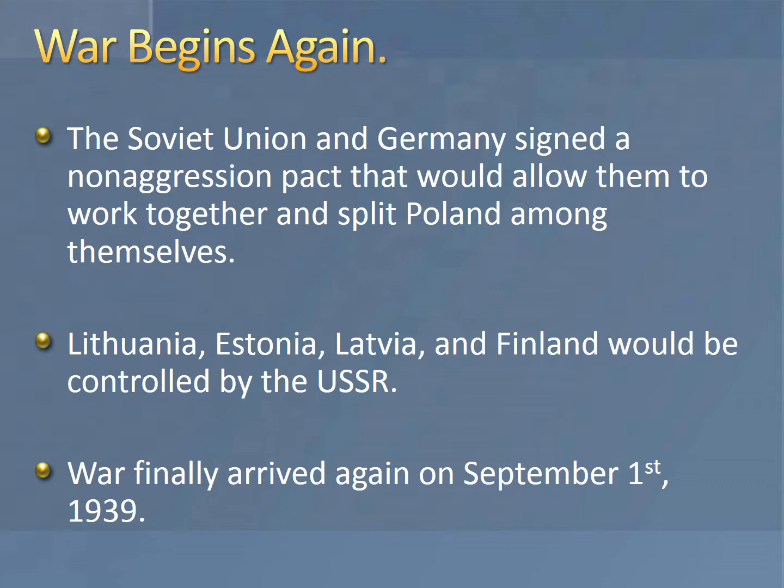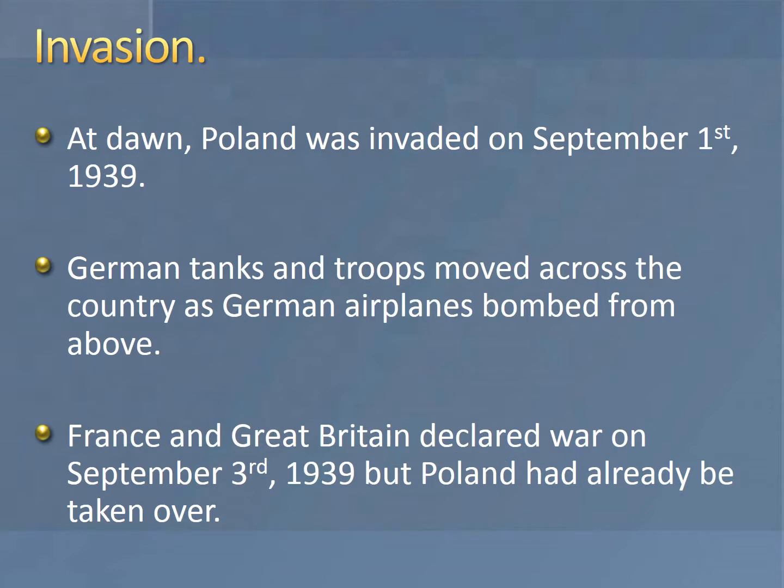So war finally arrived on September 1st, 1939. At dawn, Poland was invaded. German tanks and troops moved across the country as German airplanes bombed from above. This is a new tactic used by Germany, which you just saw in the vocab, known as Blitzkrieg. It's this fast-moving tactic of surprise attacking your enemy or whoever you're trying to invade quickly. They have no warning of it basically, and it's successful. Germany is successful at this.